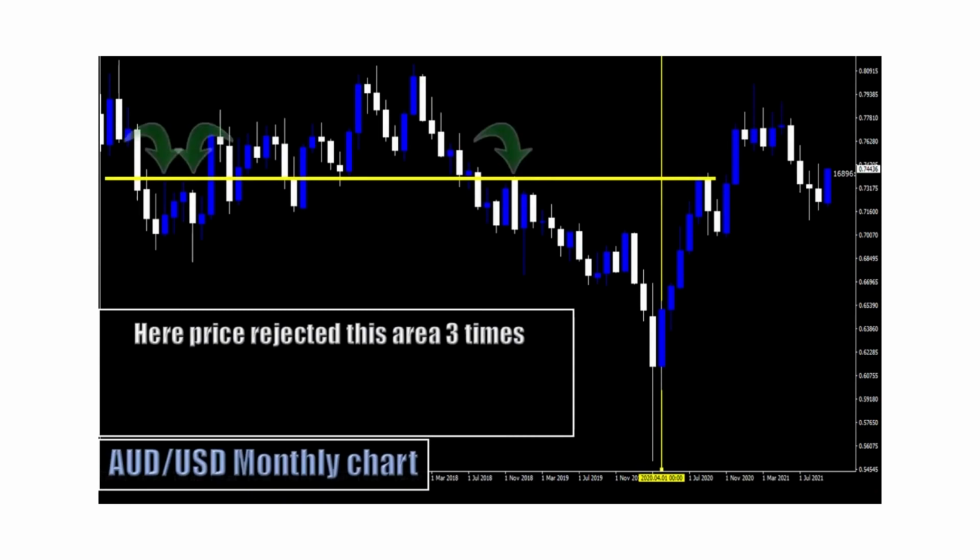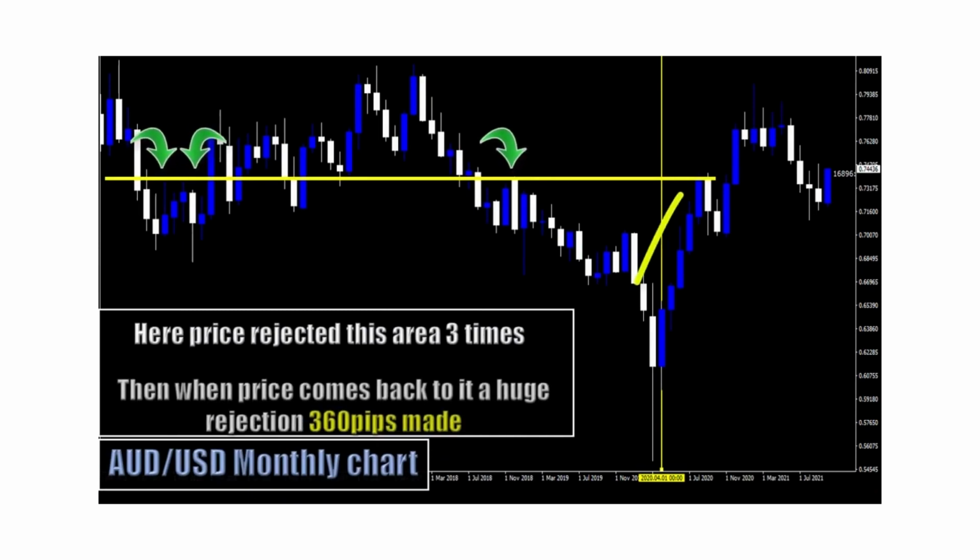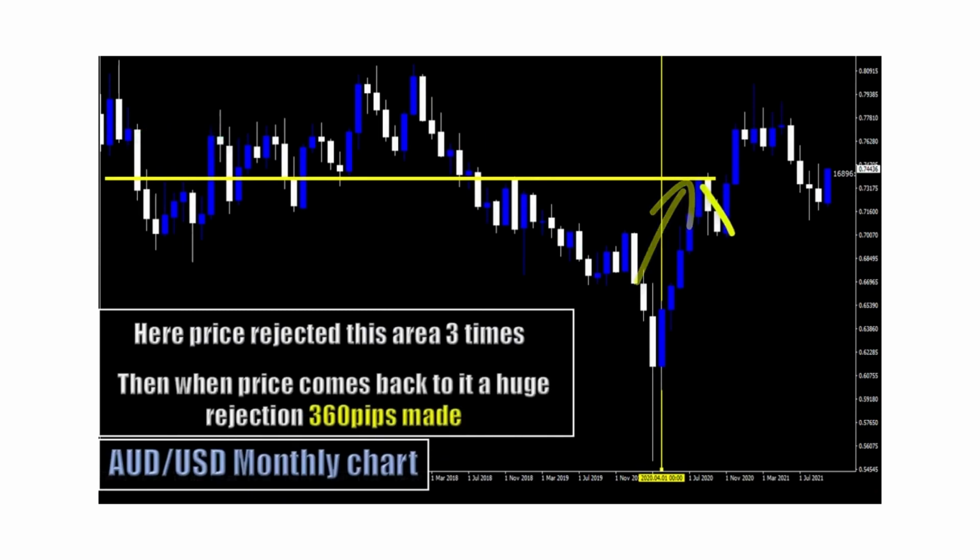Here price rejected this area 3 times. Then when price comes back to it, a huge rejection, 360 pips were made.